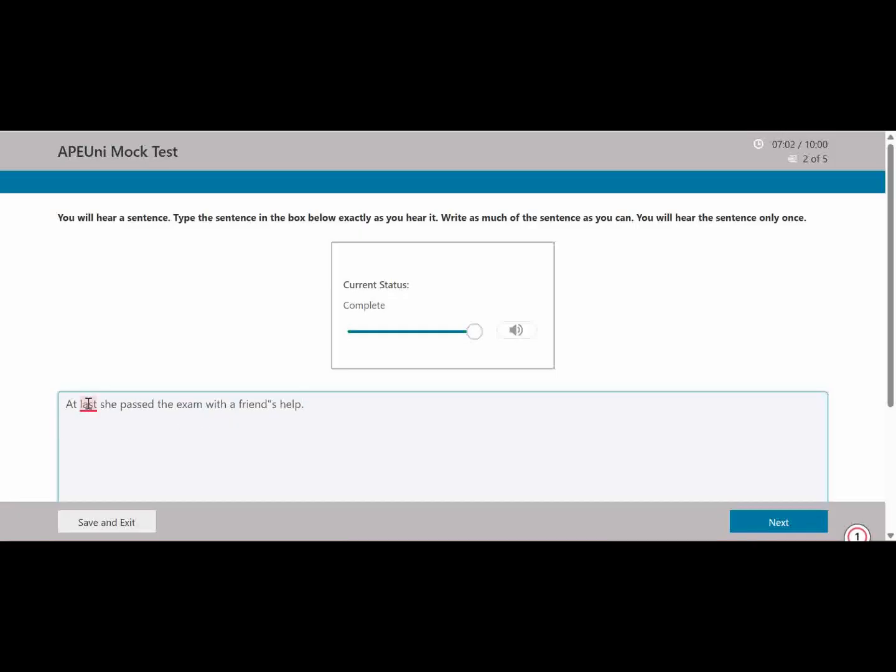So at last means at the end. She passed, because the sentence was in the past. The exam, so this is a noun, with a friend's help. So I am writing here apostrophe s.